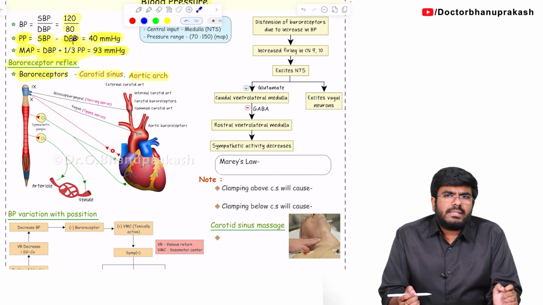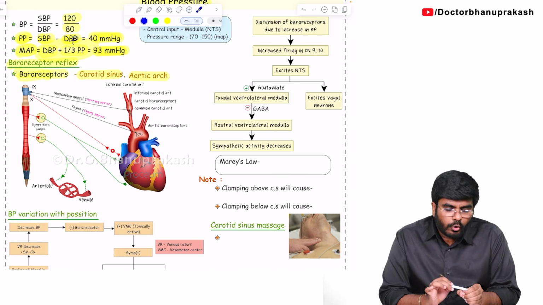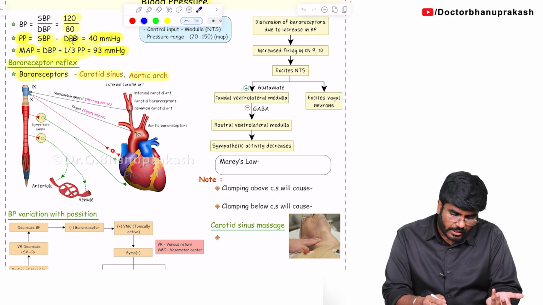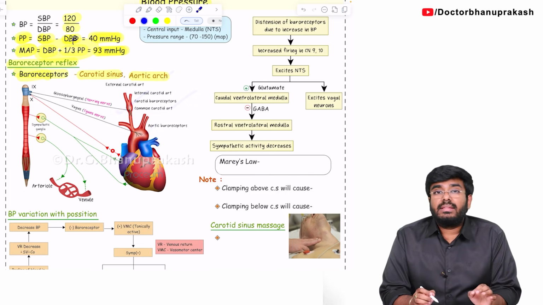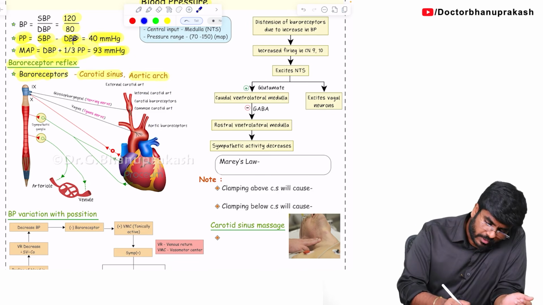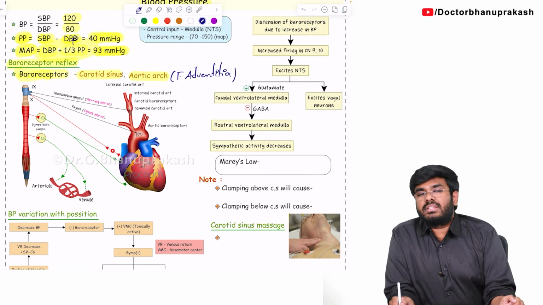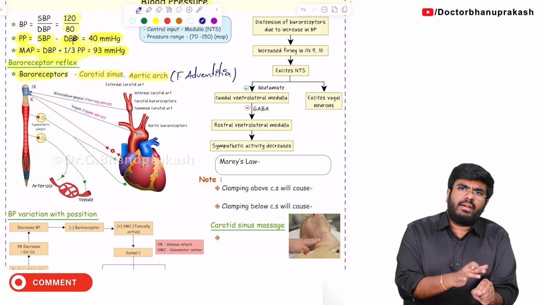Question is, in which layer of the blood vessels are they present? You know that a blood vessel is made up of three layers: tunica intima, media and adventitia. Of course, the carotid sinus and aortic arch are blood vessels. In which layer are the baroreceptors present? In the tunica adventitia, the superficial layer. They are not located deep inside the blood vessels; they are present superficially on top, in the tunica adventitia.